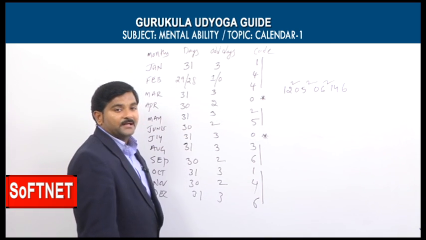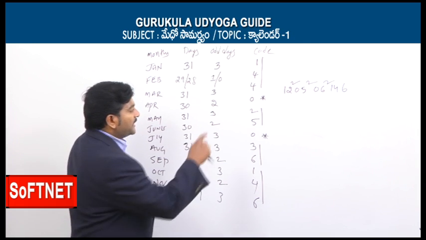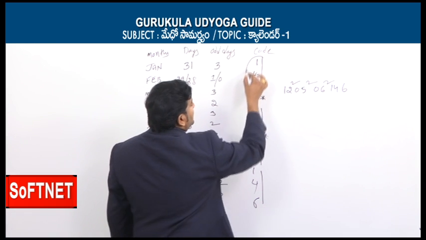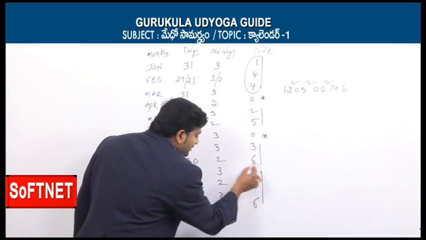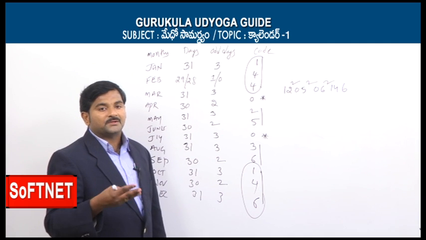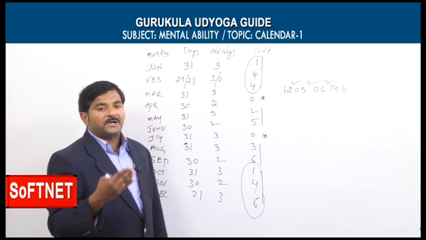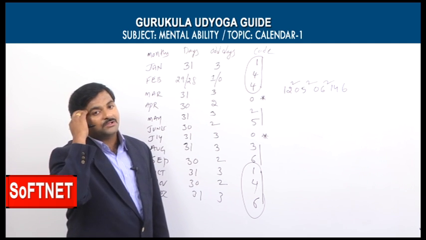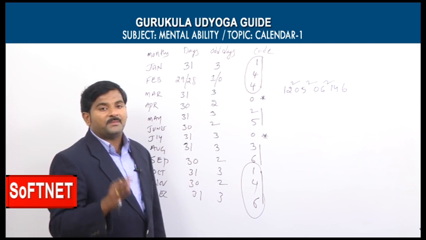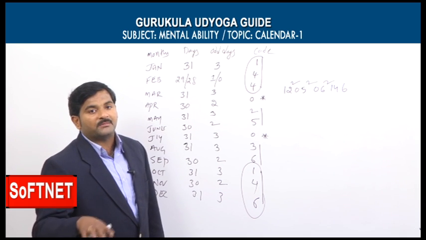How should we remember all these 12 months? Out of these 12 months, only April and July have code 0. And the initial 3 months' codes are 144, the last 3 months' codes are 146. What does it mean? January code is 1, February code is 4, March code is again 4. And we discussed just now, April code is 0 and July code is also 0. And finally, the last 3 months, October, November and December: October code is 1, November code is 4, December code is 6.